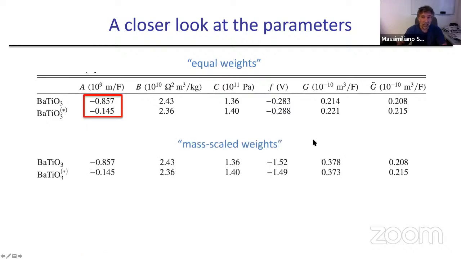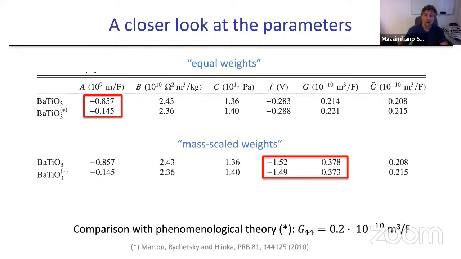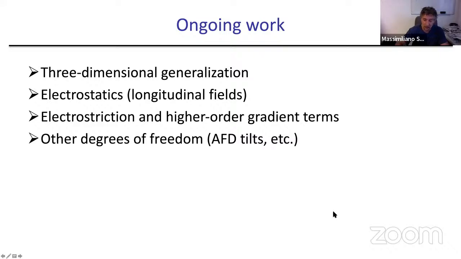Then we can compare the equal weights with mass scale weights, and you get very different answers for the flexoelectric coupling and the gradient coupling, but actually the renormalized gradient coefficient is exactly the same, as I expected. So it is curious to compare this with phenomenological theory, and fortunately we get exactly the same answer for the renormalized gradient coefficient as it is usually taken in macroscopic theory. So this is a very simple model.